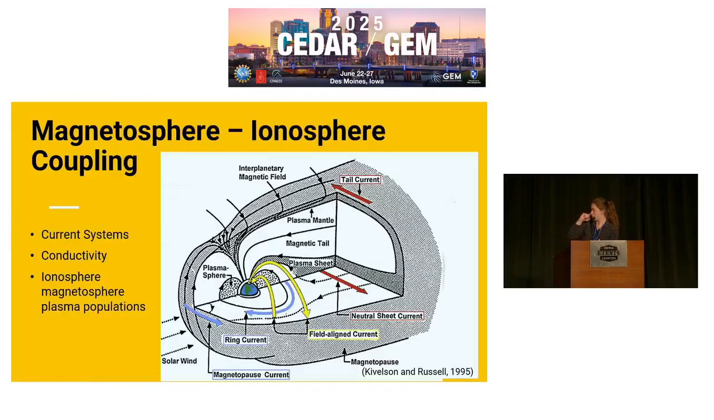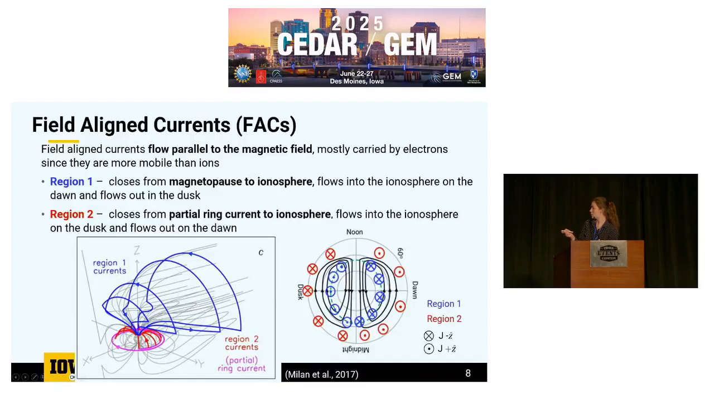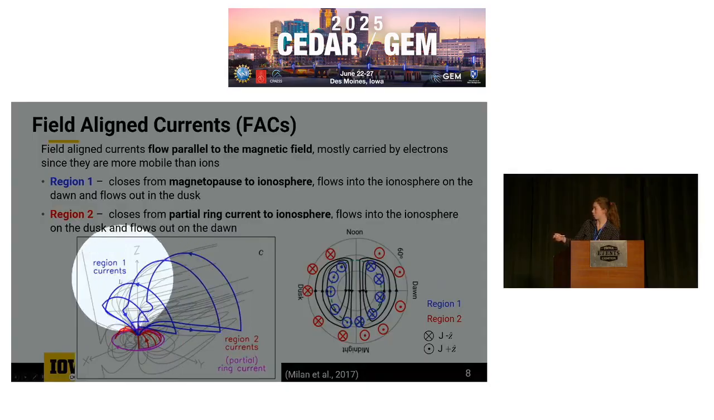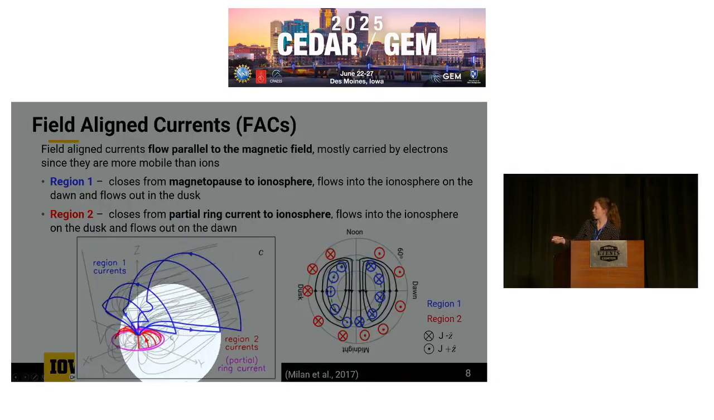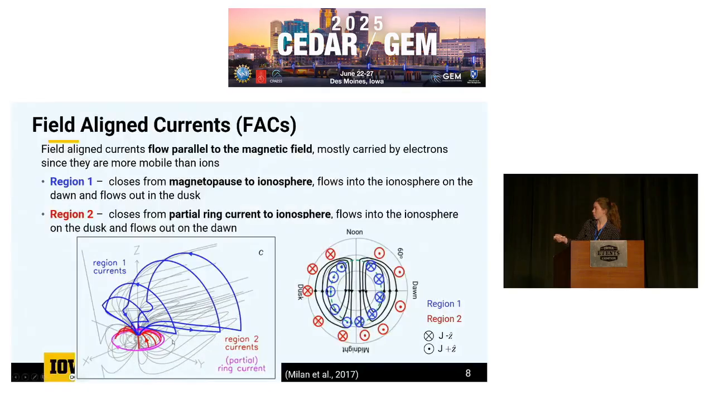Okay, so now we're going to go into the current systems. First off, we have field-aligned currents that flow parallel to the magnetic field lines. Usually electrons will be carrying these currents. The two that I'm focused on right now are the region 1 and region 2 currents. The region 1 will close over the magnetopause, and then the region 2 will close from the ionosphere around the partial ring current, which I'll touch on a little bit later.